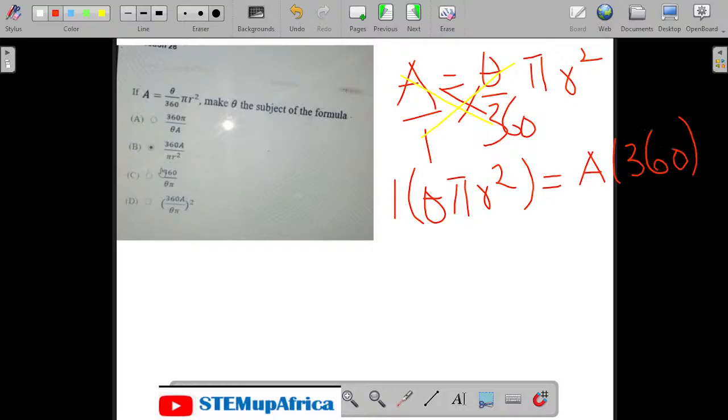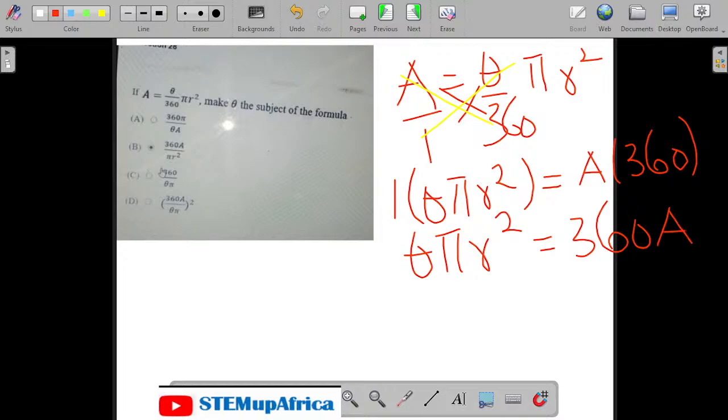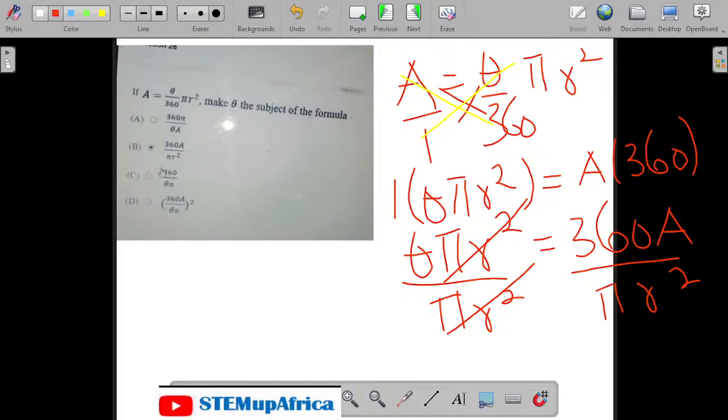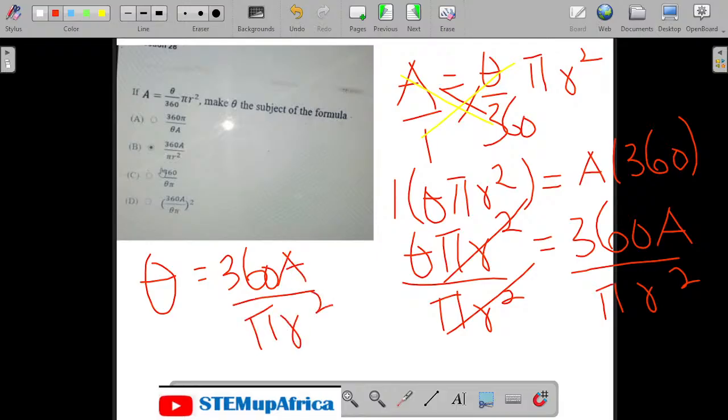So 1 times anything is that thing, so here becomes theta pi radius squared equals 360A. So how do we find theta from here? We're going to divide both sides by pi radius squared. Here becomes over pi radius squared, here becomes over pi radius squared. So pi radius squared will cancel pi radius squared. So my theta now is simply 360A over pi radius squared, which is option B. That is option B.